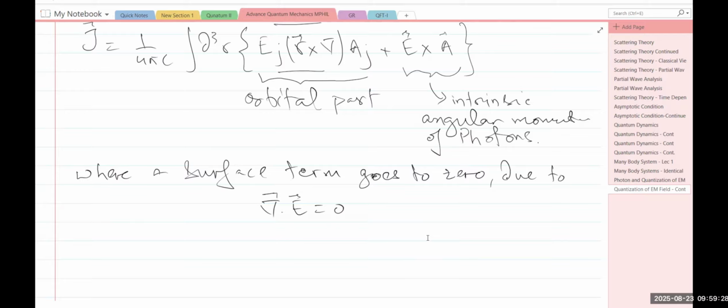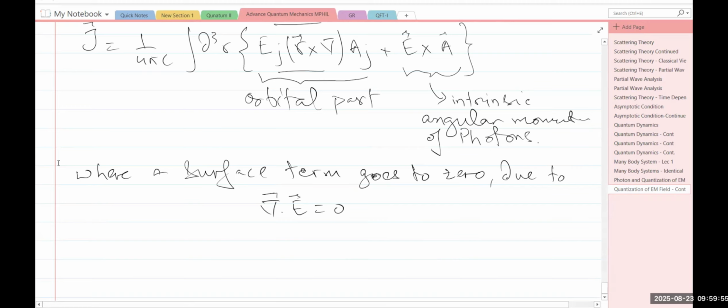The orbital part, that can have no component along the direction of propagation of the EM wave. Whereas the second term, it is a more interesting term by the way, and using the expression for E and A we can get a simple result, which will come out by substituting the expressions for E and A that we have already derived.